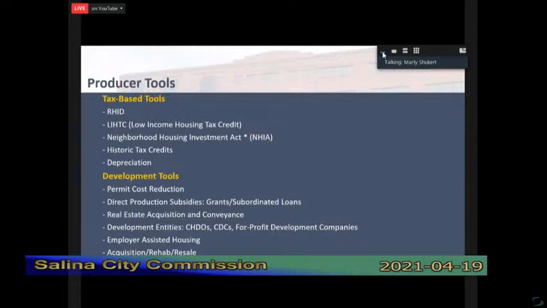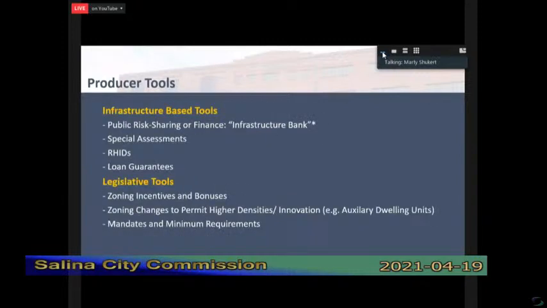And then finally, another interesting development tool is acquisition, rehab, and resale, which can be considered nonprofit flipping of houses. A nonprofit agency can buy houses at relatively low cost, rehab those, and then resell them to a buyer. And in my city, Omaha, we've been very successful with that program with nonprofits.